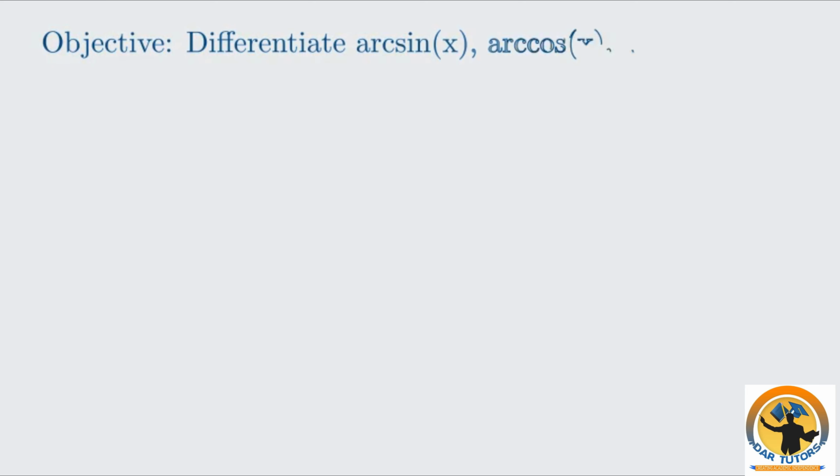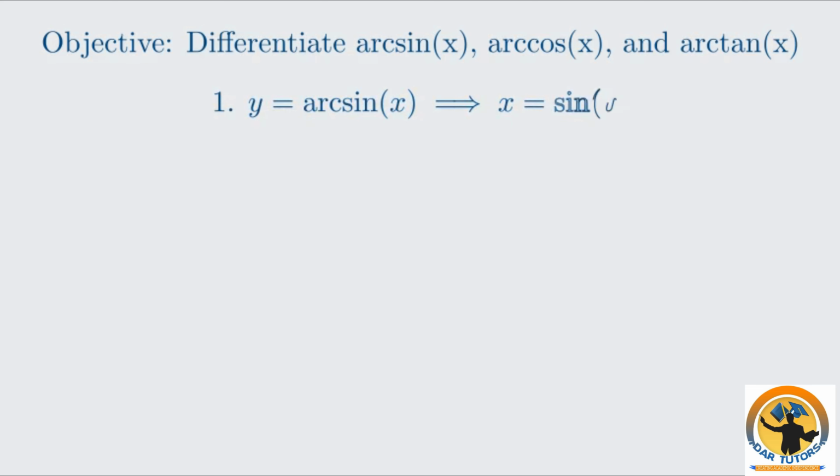Finally, let's explore the derivatives of inverse trigonometric functions. These are often called arcsin, arccos, and arctan. Our objective is to find the derivatives of arcsin x, arccos x, and arctan x. We will use a technique called implicit differentiation. Let's start with y equals arcsin x. If y equals arcsin x, then by definition of an inverse function, x equals sin y.